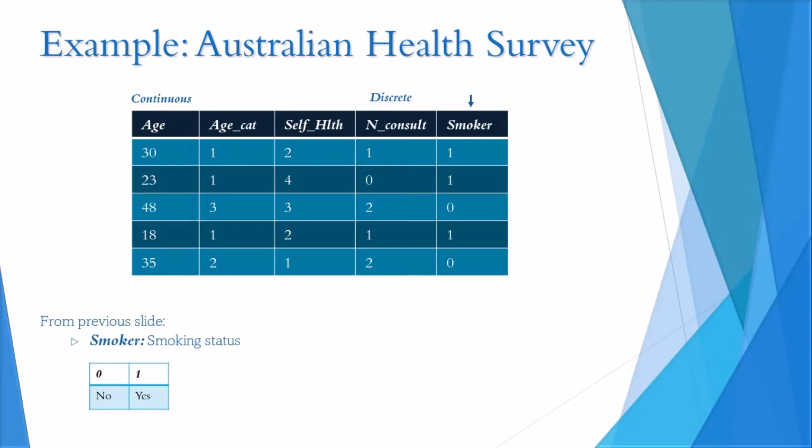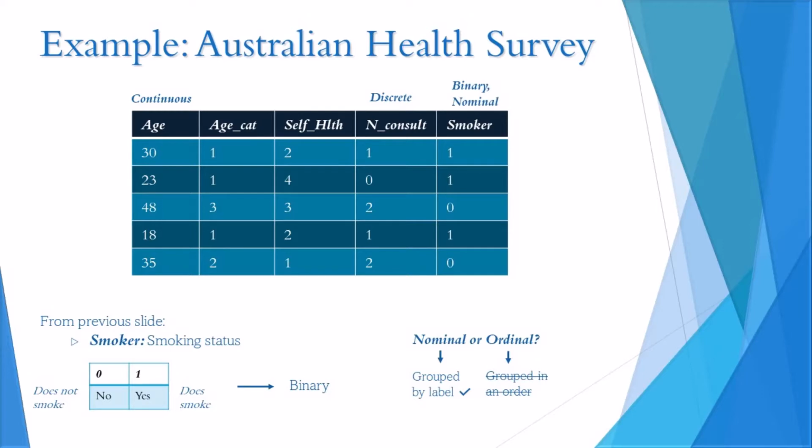Let's move on to smoking status. There are 2 groups, one that does smoke and one that does not. So straight away, we know this is a binary variable. But is it nominal or ordinal? Well, it's not grouped in an order, it's grouped by label. So we can say this is a binary nominal variable.